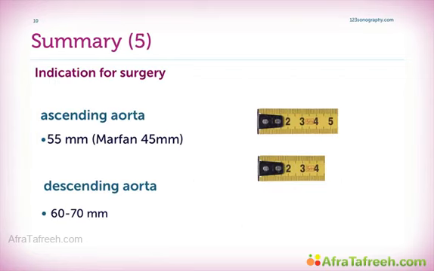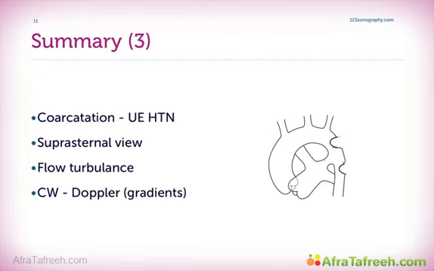The indication for operation in aortic aneurysms is, for the ascending aorta, 55 millimeters, unless the patient has Marfan syndrome, then you should operate earlier at a diameter of 45 millimeters. And for the descending aorta, somewhere between 60 and 70 millimeters. Don't forget to also look at the comorbidity and also at the progression of aortic size.